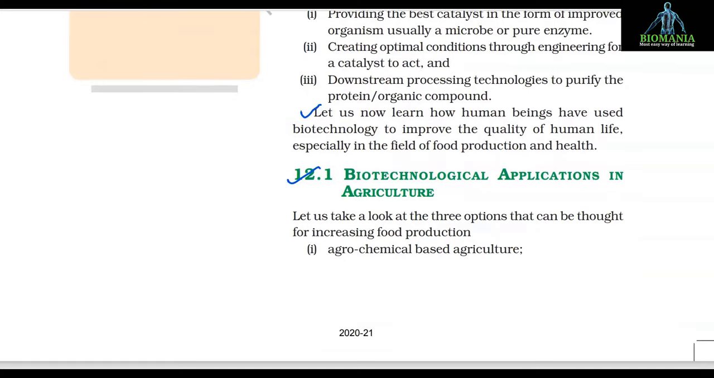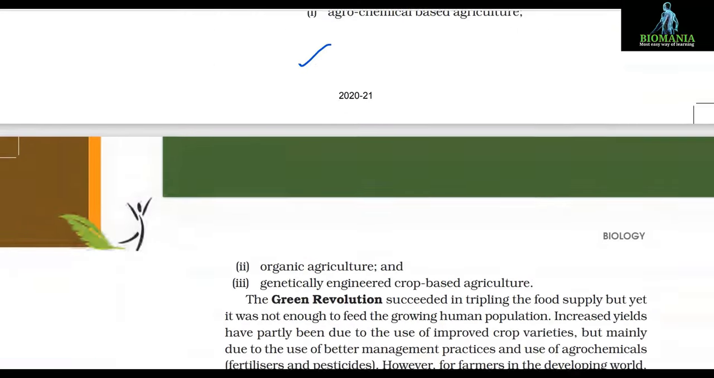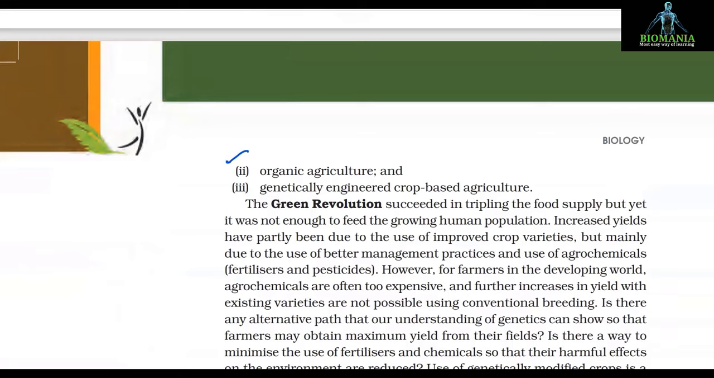Let us take a look at the three options that can be thought of for increasing food production. Number 1, agrochemical based agriculture. Number 2, organic agriculture, and number 3 is genetically engineered crop based agriculture.